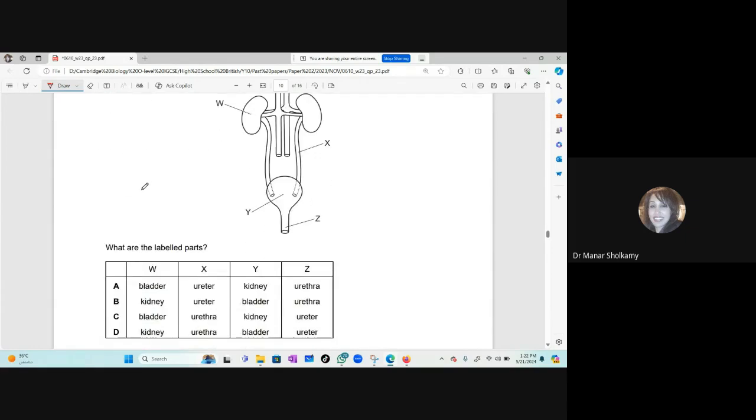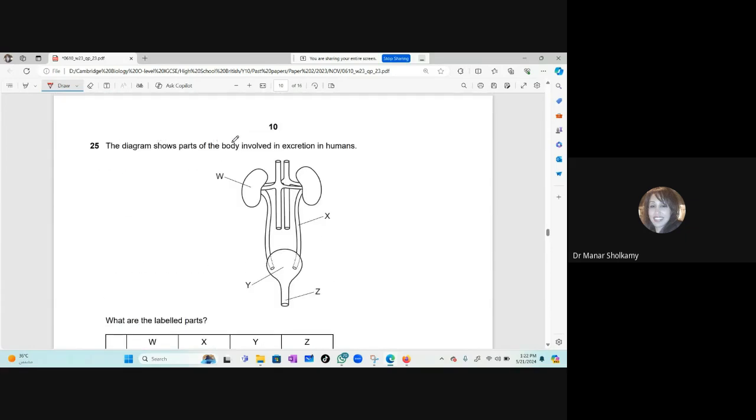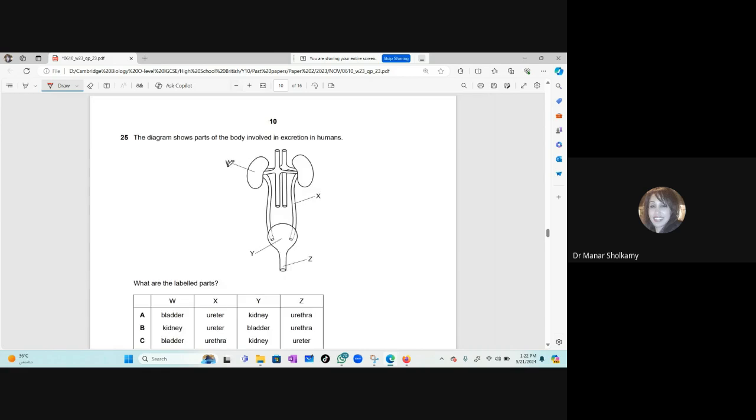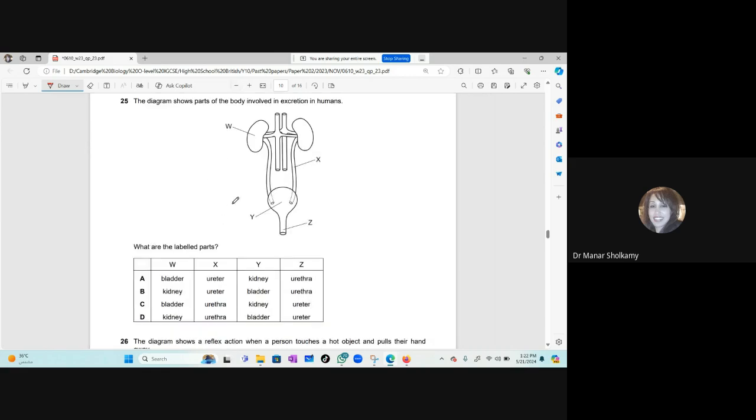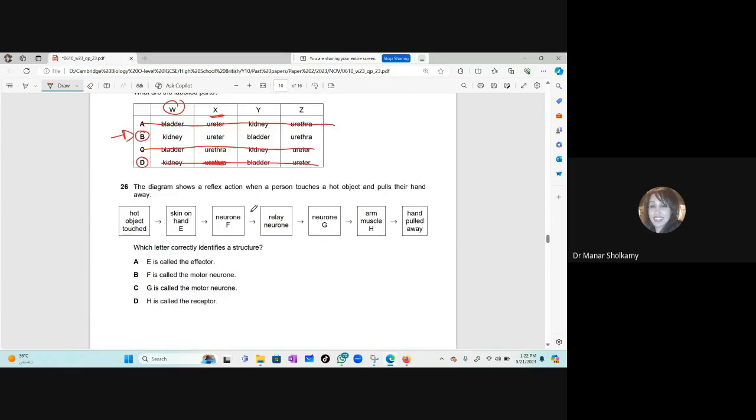The diagram shows parts of the body involved in excretion. What are the labeled parts now? This is easy. What is W? Kidney. This is so obvious. It's the kidney. So the answer is B or D. I will exclude C and exclude A. What is X? Ureter. Yes, ureter. It's not the urethra, it's the ureter. So 25 is B.